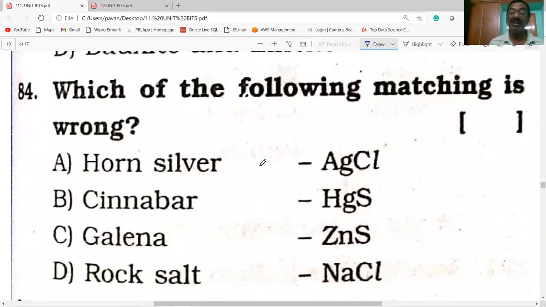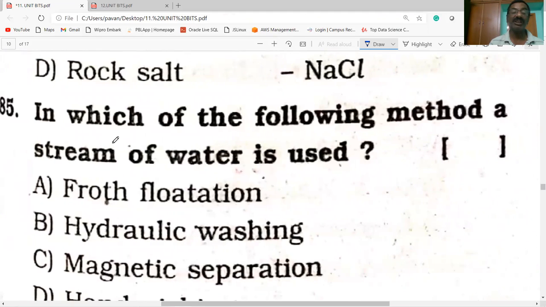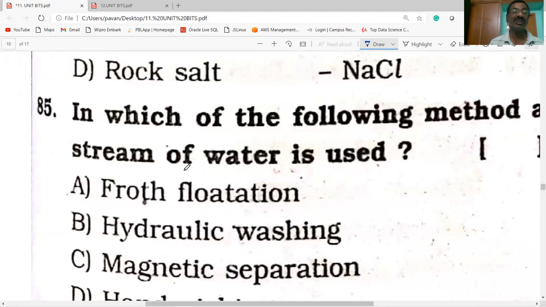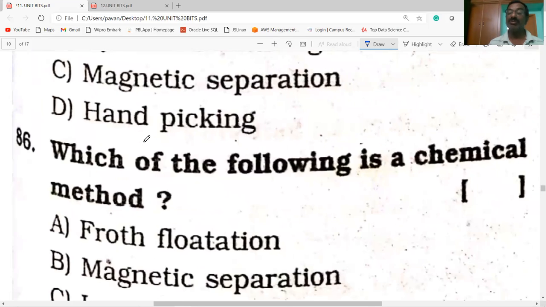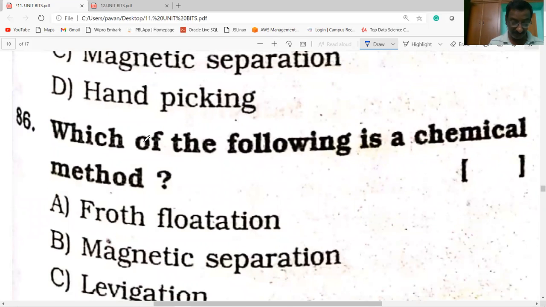Which of the following matching is wrong? On silver, it is correct. Cinnabar, it is also correct. Galena is PbS. They gave zinc instead, so it is the wrong matching. Next one, which of the following method uses a stream of water? Hydraulic washing. Which of the following is a chemical method?